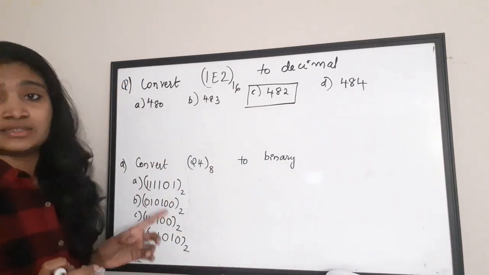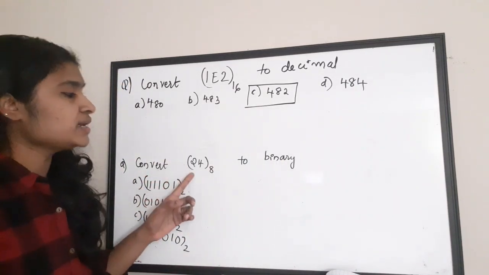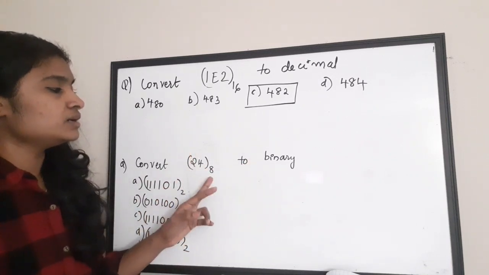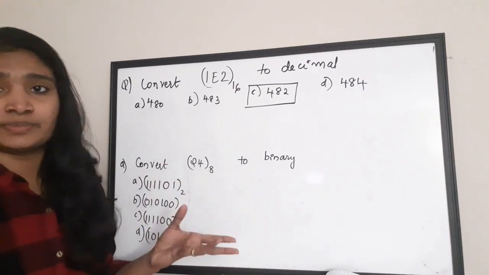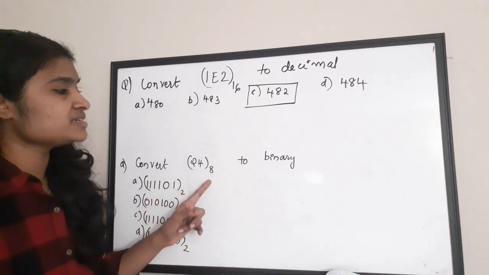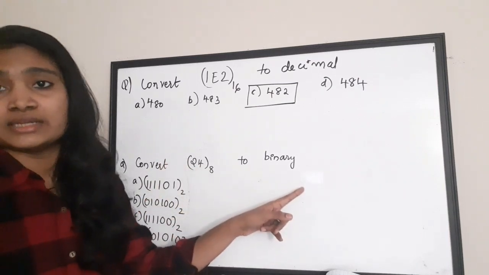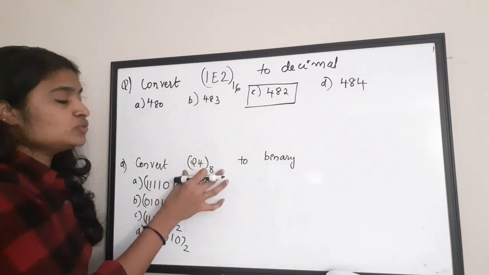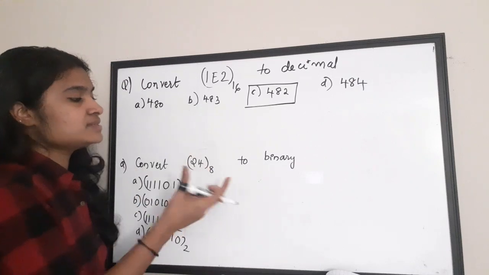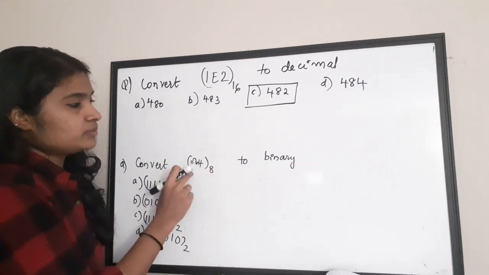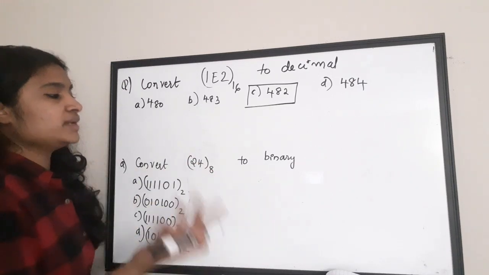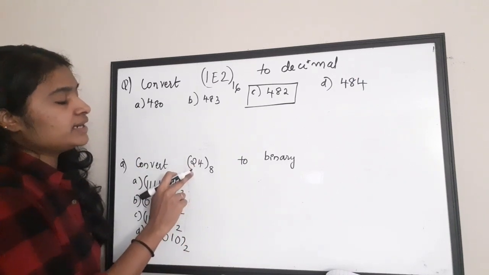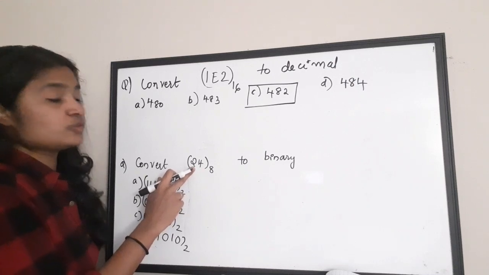Okay, next question is convert 24 to the base 8 to binary format. Now, to the base 8 means octal representation, right? So octal representation we need to convert to binary, that is to the base of 2. Okay, so if you face such a question, don't waste time converting it to decimal or to any other format. Just write the 3-bit binary representation of each of these numbers.